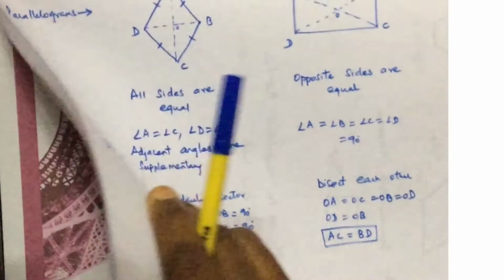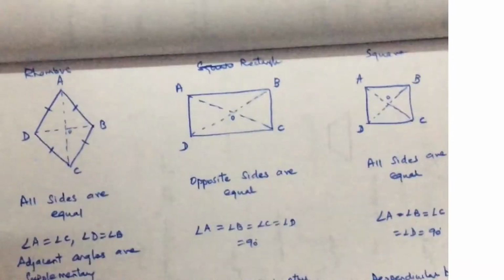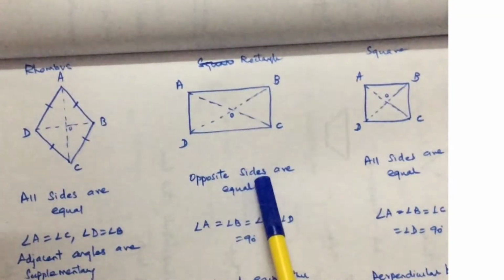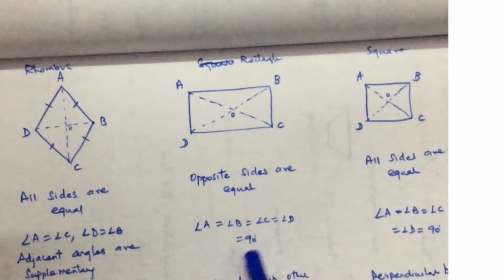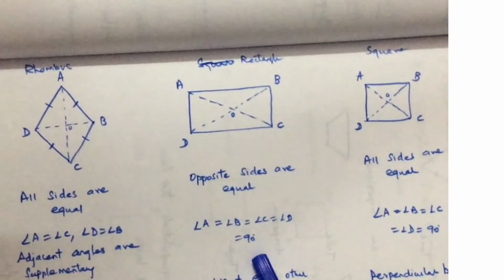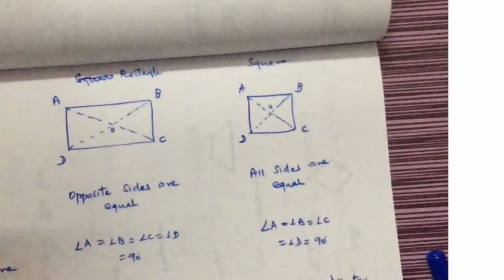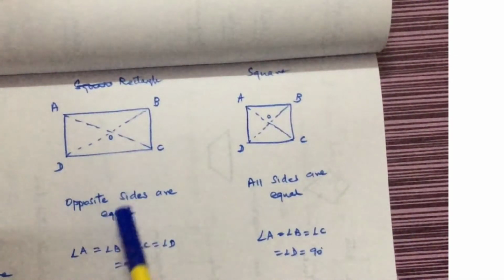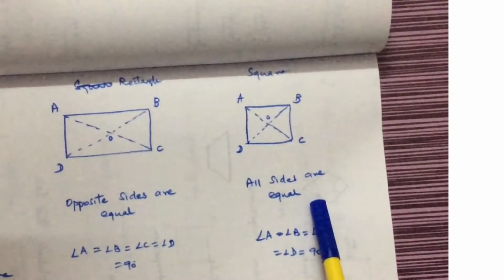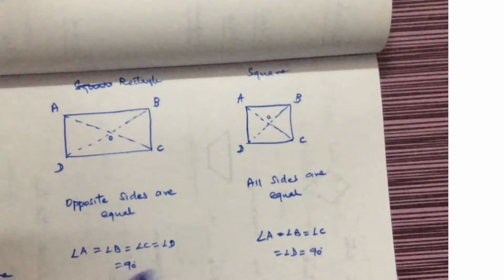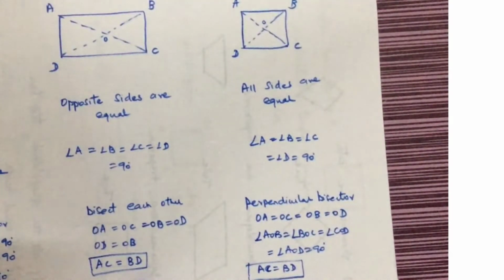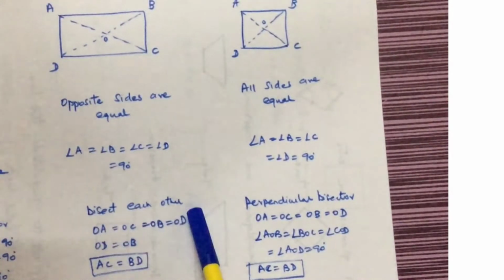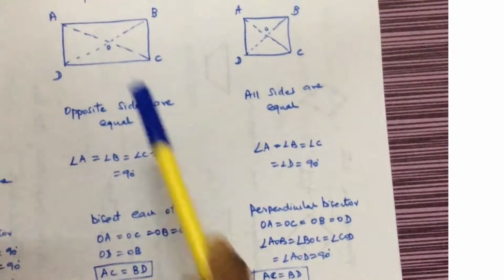Next, what is the property of a rectangle? You see, in a rectangle, opposite sides are equal, and all the angles are equal to 90 degrees. When we compare a rectangle with a square, we can see that in a rectangle opposite sides are equal, while in a square all the sides are equal. In both cases, all the angles are equal to 90 degrees. When compared on diagonals, there is a difference. In a rectangle, the diagonals simply bisect each other. They meet at the center point.